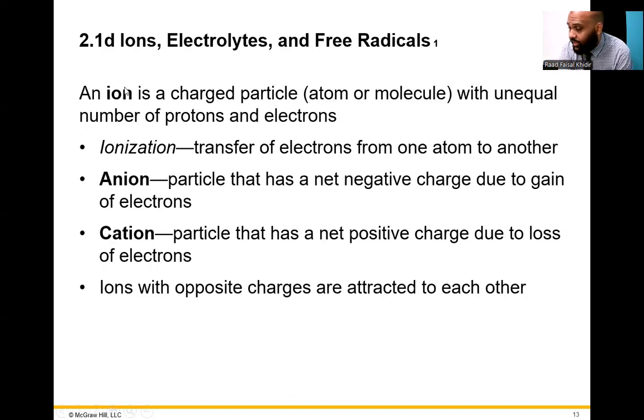An ion is a particle that has an unequal number of protons and electrons. If you have too many protons, you are a cation. If you have too many electrons, it's an anion. Okay.